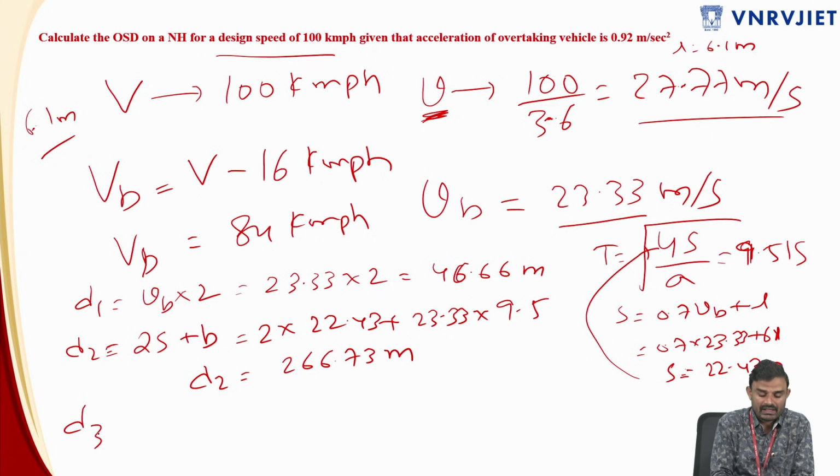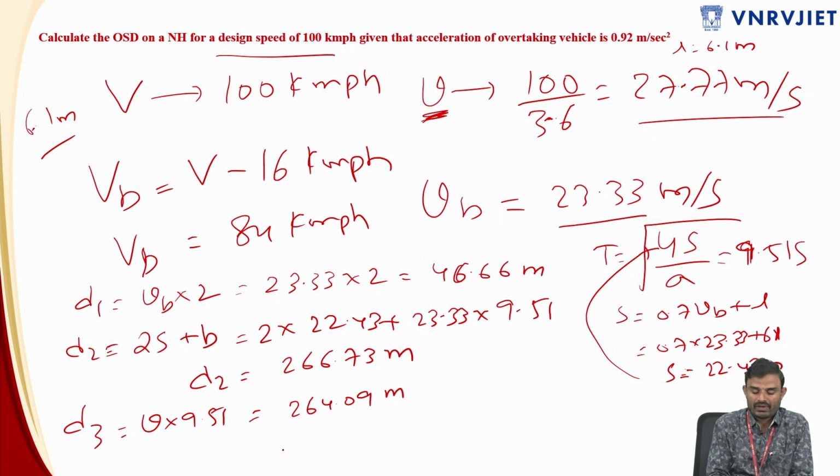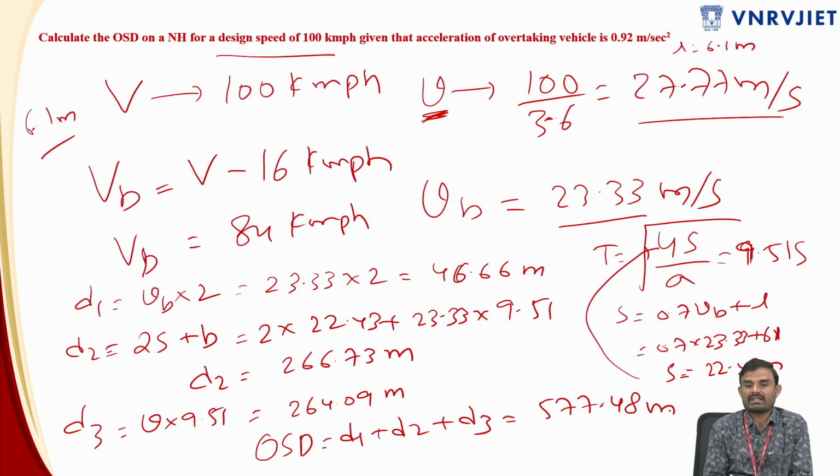Similarly, you have to calculate D3. Here, we are not going to have the speed VB. We are going to have the speed V, which is the design speed of the vehicle, 27.77 meters per second in this case, multiplied by T. Capital T is 9.51 seconds. So we are going to get the value of 264.09 meters. Therefore, we are going to have the total OSD. OSD is equal to D1 plus D2 plus D3, which is 577.48 meters. So this is the overtaking sight distance for two-way traffic.